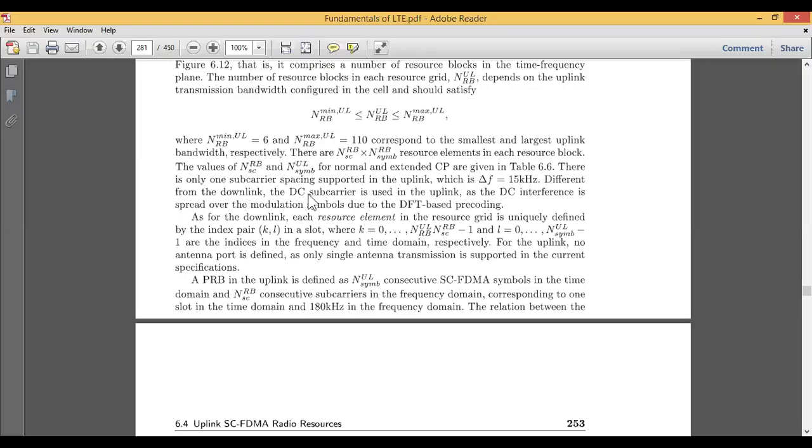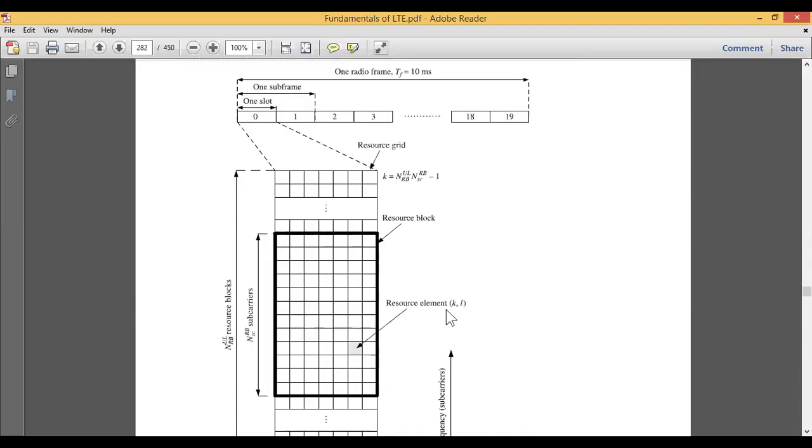There are different subcarriers used in the uplink. There should not be any kind of interference during the modulation. Similarly, when it comes to the downlink mechanism, each resource element in the resource grid is uniquely defined by the pair k comma l. Here you can see in the figure that all the blocks shown are unique to each other.